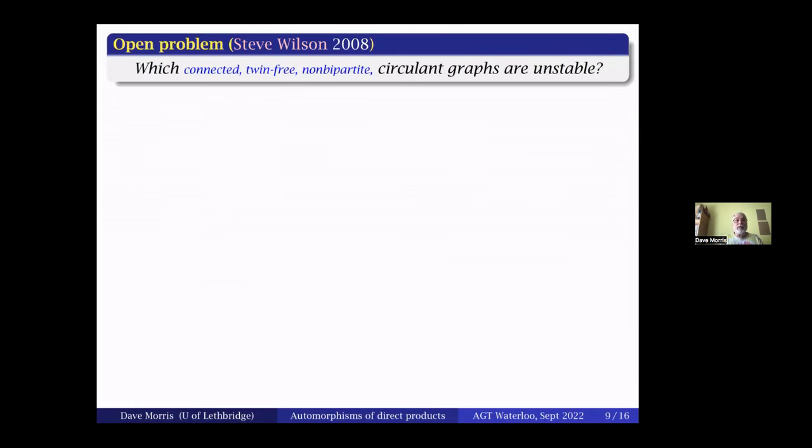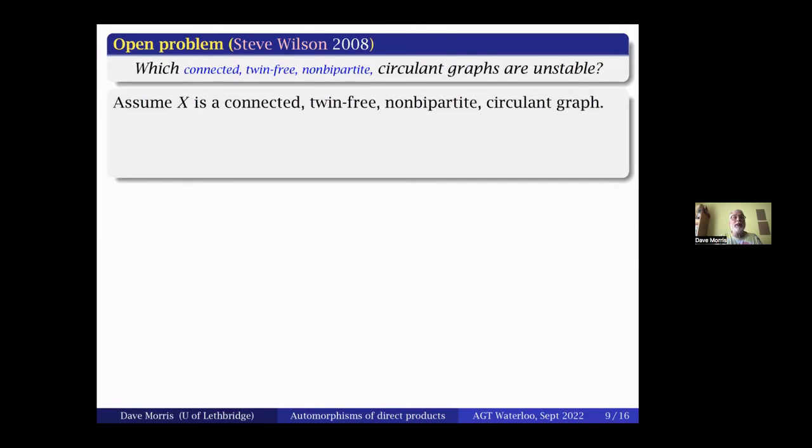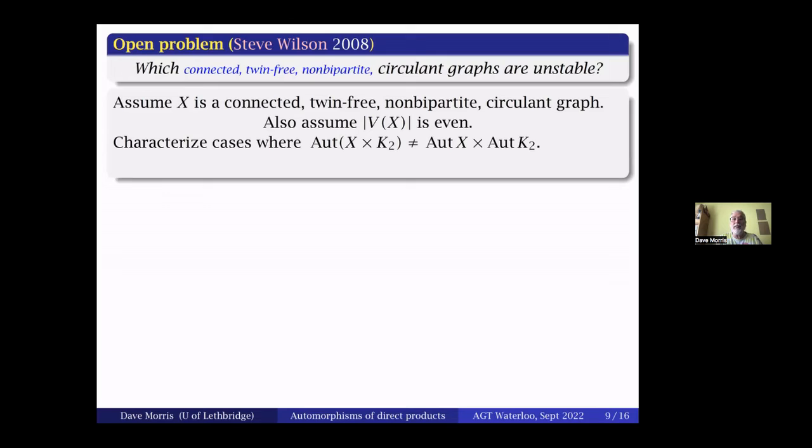Okay, so this is the question I want to talk about. I finally got into the topic of today's talk. I want to talk about which circulant graphs are unstable. So let's assume that X is a circulant graph that's not obviously unstable. And also, we could assume that it has an even number of vertices, because otherwise it's definitely not unstable by the Fernandez-Hujdurović theorem. What I want to talk about today is characterizing exactly the graphs where the automorphism group of the direct product with K2 is not just the direct product of the automorphism groups.